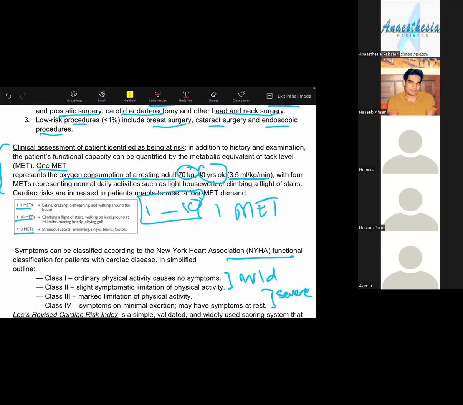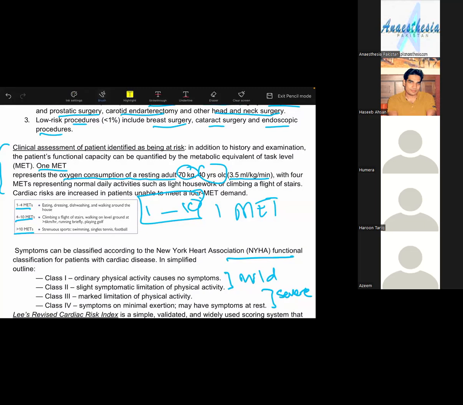1 to 4 includes eating, dressing, dishwashing, and walking around the house. If a patient is sitting and can only eat and dress, the METs would be 1 to 2. If the patient can dishwash or walk around the house, then the METs would be 3 to 4. Then climbing a flight of stairs or walking on level ground at 6 kilometers per hour is 4 to 6 METs. Running briefly is 7 to 8 METs. Playing golf is 8 to 10 METs.